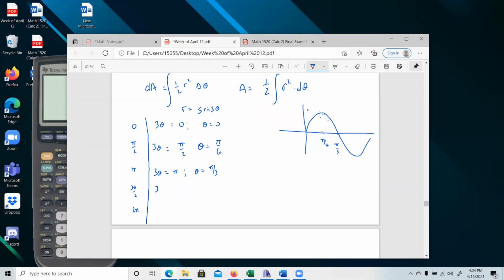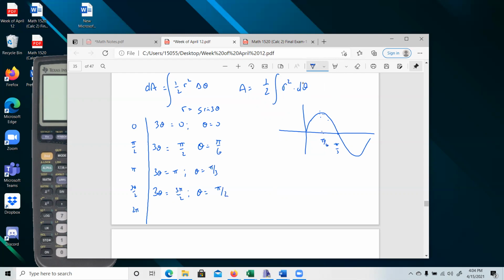What about 3 pi over 2? We have 3 theta equal to 3 pi over 2. What do I have to make theta in order for this argument to be 3 pi over 2? Divide by 3, so that's just going to be theta equals pi over 2.